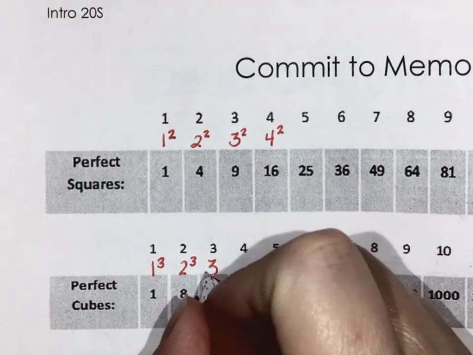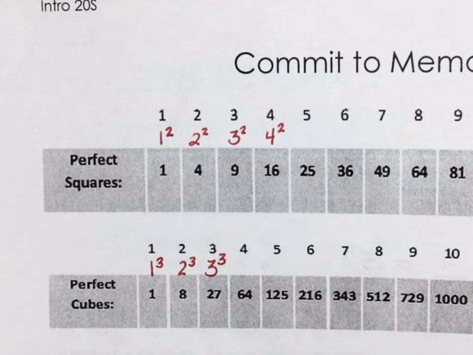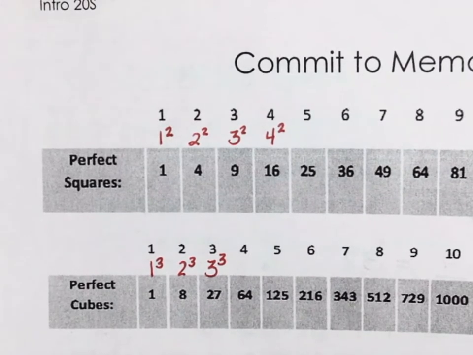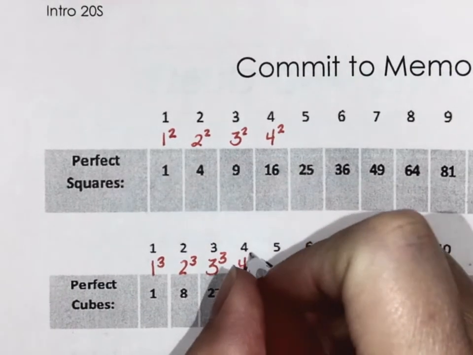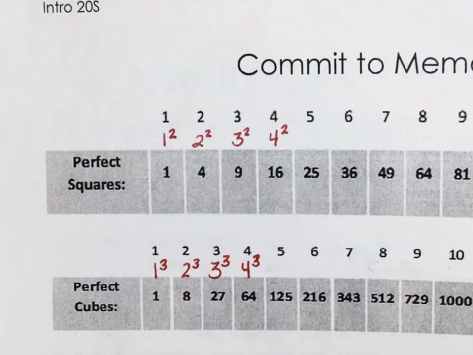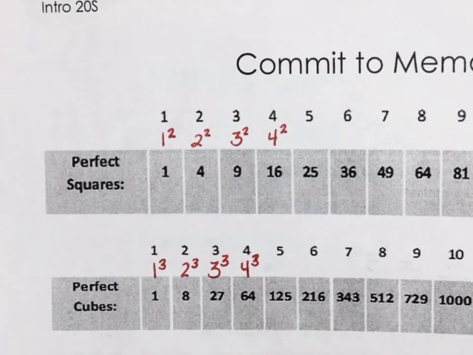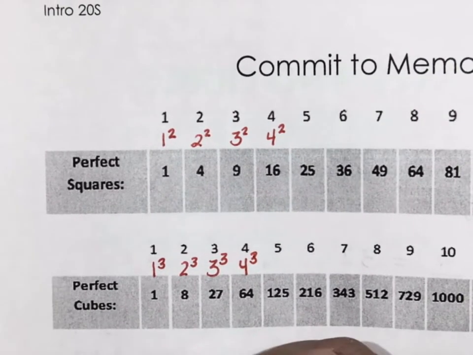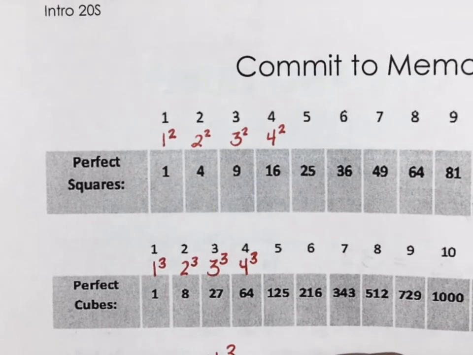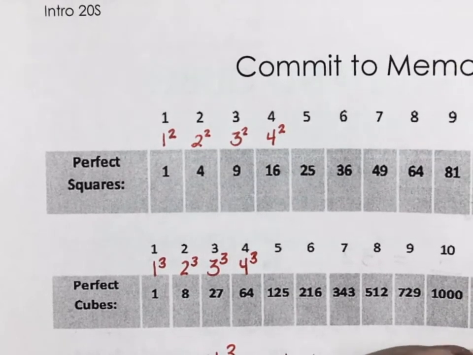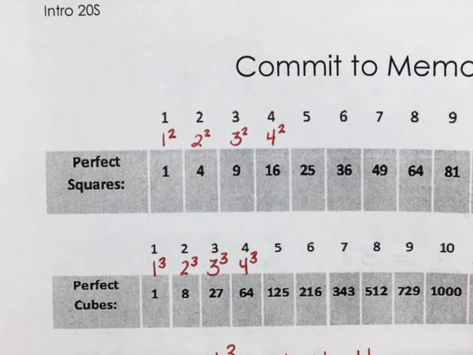And so 3 to the exponent 3 means 3 times 3 times 3. So that's going to be 27. 4 to the exponent 3 is 64. It's not 12, right? Because with exponents, that tells you about repeated multiplication. So 4 to the exponent 3 means 4 times 4 times 4.